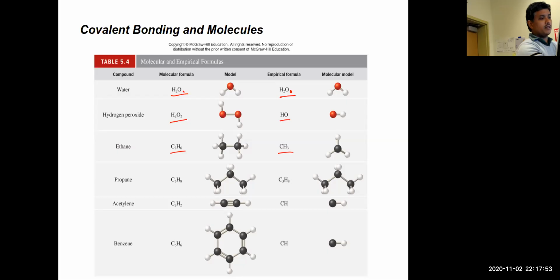And propane has C3H8. Whenever you have odd numbers, it gets tricky. So 3 carbons and 8 hydrogens. You cannot make it any smaller by dividing by 3 or 2 or 1, right? 1 is useless anyway to get the smallest empirical formula. So its molecular formula is the same as its empirical formula. And acetylene is C2H2 and it is now CH. Benzene is C6H6, it is now CH.